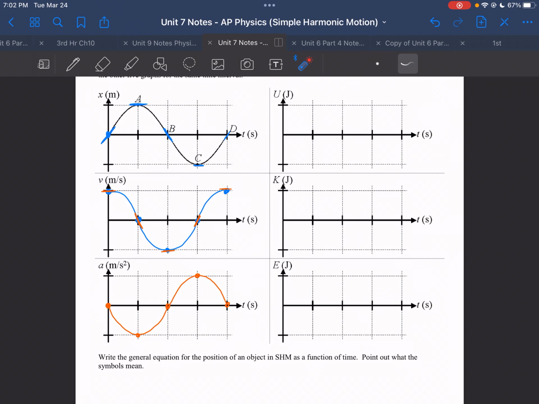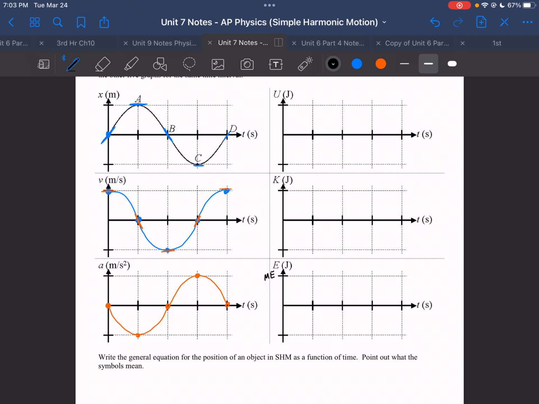While we're here, I'm going to go ahead and do our energy graphs as well. The thing to remember about energy graphs is that we are only dealing with positive amounts of energy. So we have total energy. You could also call it mechanical energy here. That would be the same thing, because you're looking at the total amount of stored potential and kinetic.